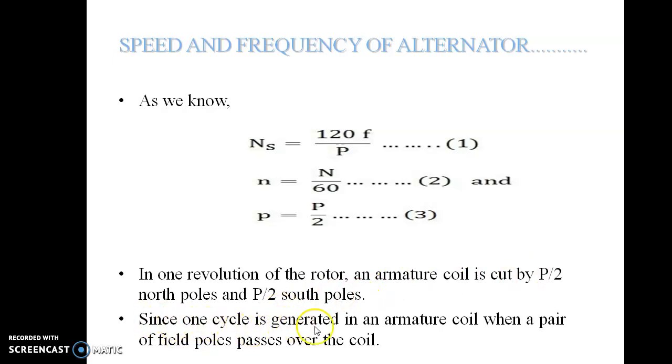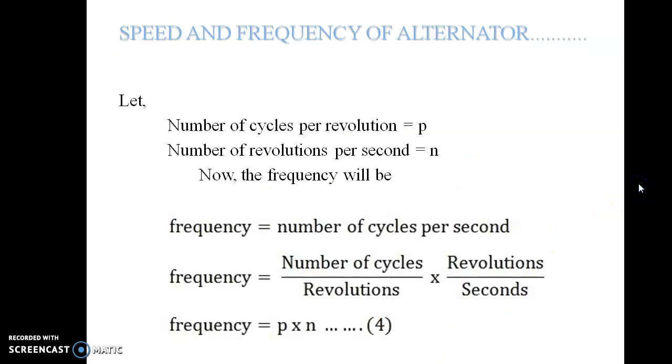Since one cycle is generated in an armature coil when a pair of field poles passes over the coil, let the number of cycles per revolution be small p, and the number of revolutions per second be small n. Now, frequency equals number of cycles per second. That becomes number of cycles per revolution into revolutions per second. Or we can write frequency f equals small p into small n.